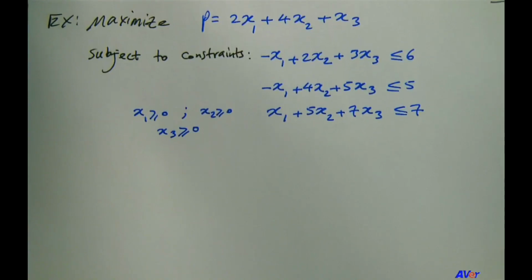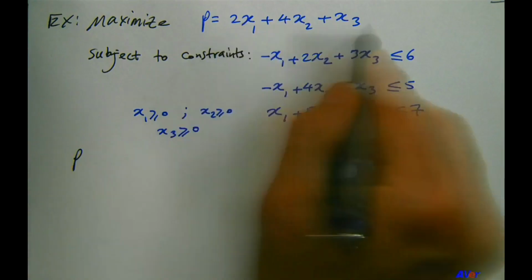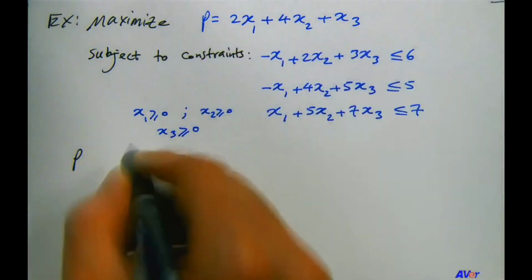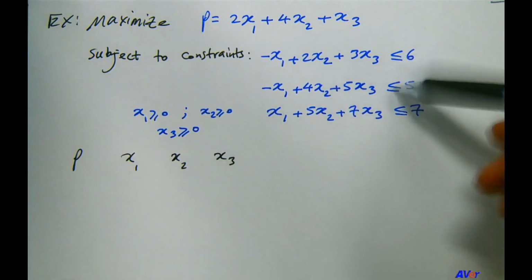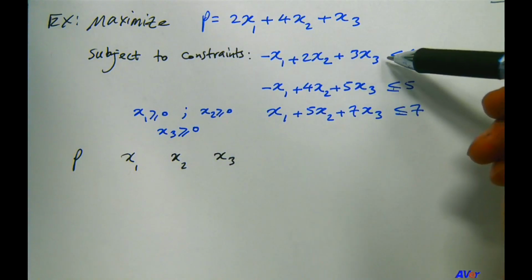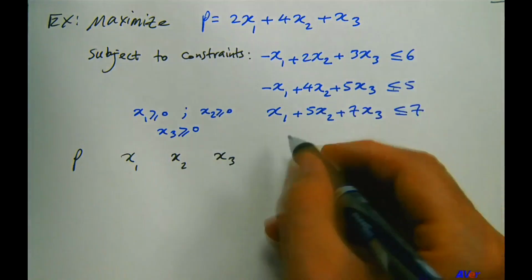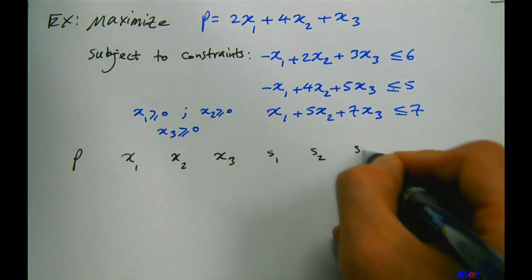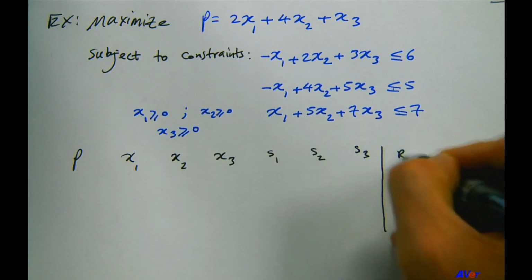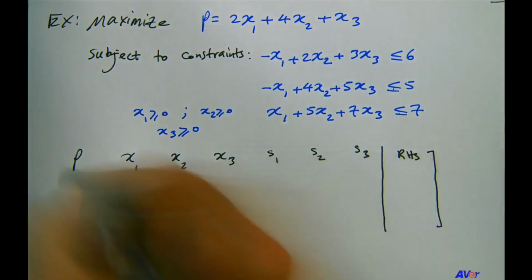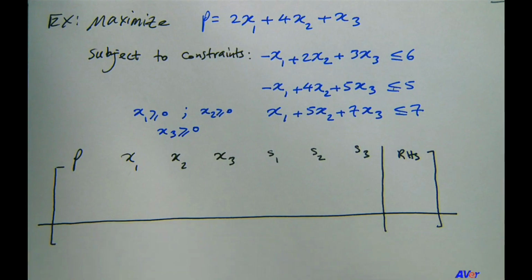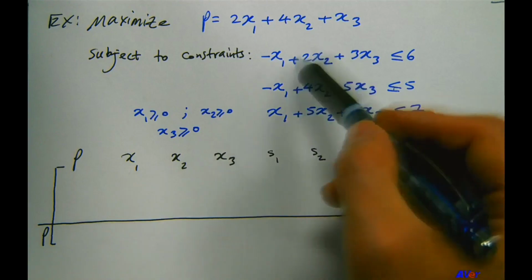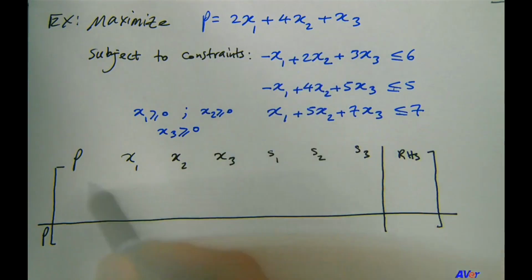So let me begin by saying that we have three non-basic variables, x1, x2, x3, and we have three constraint inequalities, and we're going to need one slack variable for each of these. So we're going to have S1, S2, S3, and the right-hand side column. And of course the objective row, right? So that's P there. So let's import these coefficients into this initial simplex tableau.